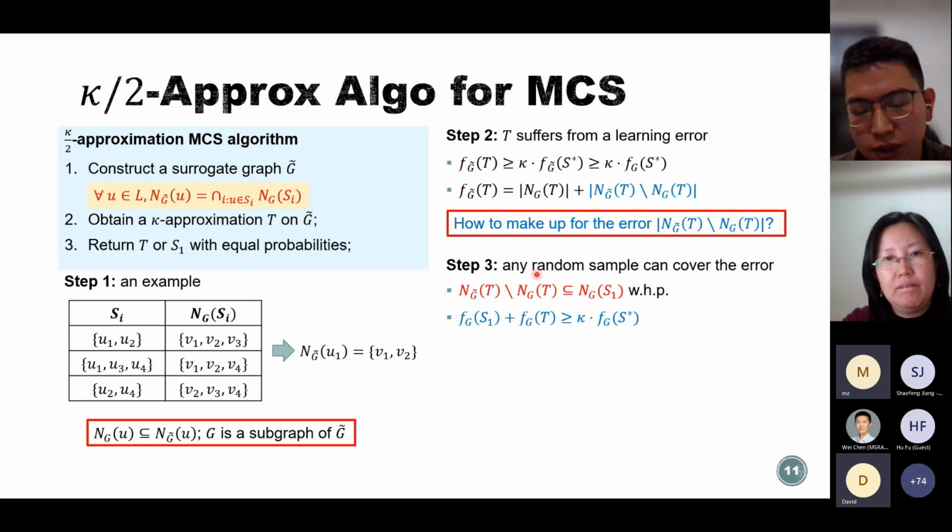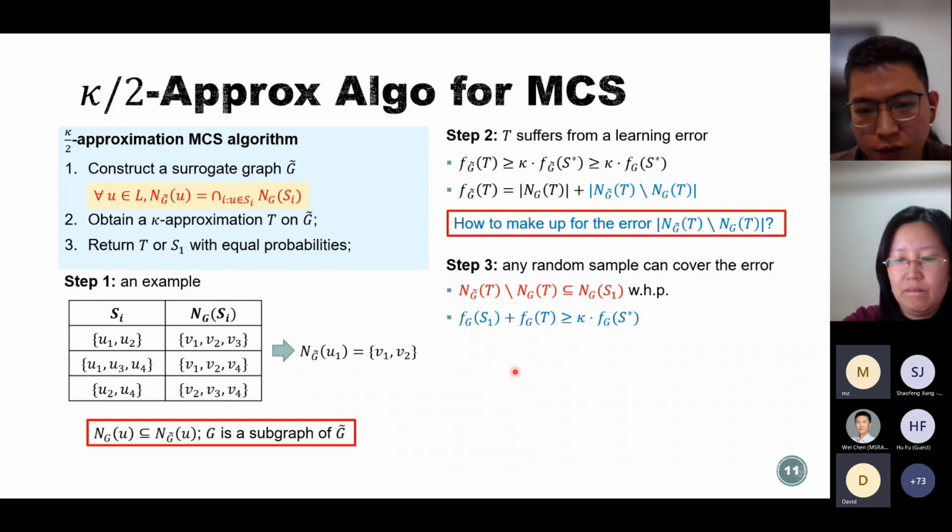In the final step, we show that any random sample can cover the error. This means that the error belongs to the neighborhood of S1. So with this property, we can see that S1's function value plus T's function value is larger than kappa times the optimal value.